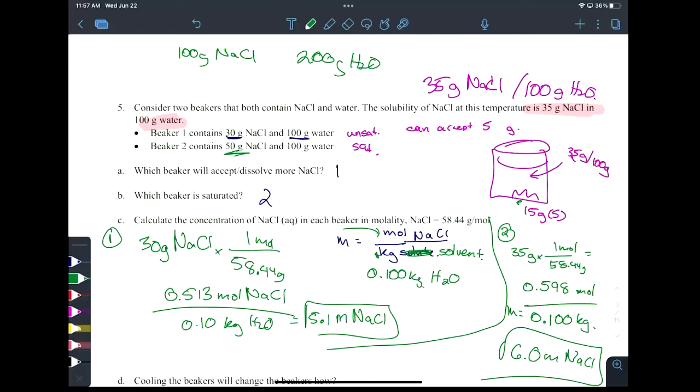All saturated solutions of NaCl are going to have that molality. All of them. Doesn't matter if it's a thimble. It doesn't matter if it's an ocean. If it's saturated, it's 6.0 molality. You can prove it to yourself. Like if you had 70 grams of salt in 200 grams of water, you'd still get the exact same number. Okay, all right.